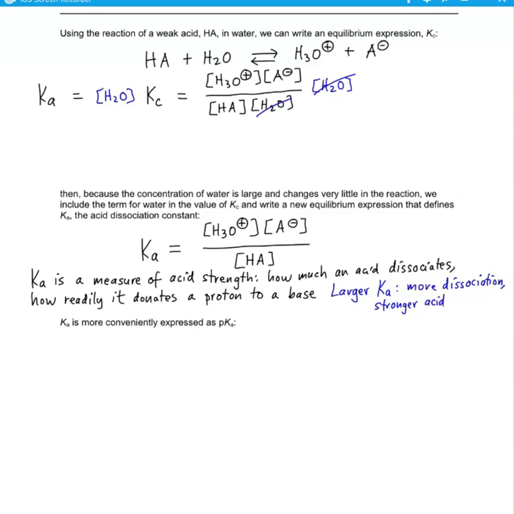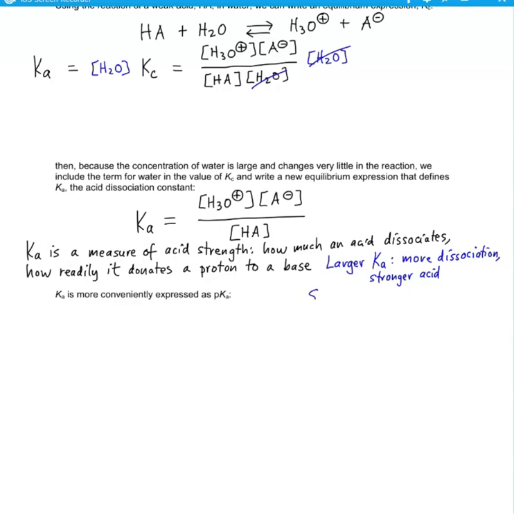So hopefully all of this is ringing some bells from general chemistry. A smaller Ka, relatively speaking, on the other hand, means that the term in the denominator is larger, meaning you have more reactants than you do products. So the reaction hasn't gone very far to the right side, to the product side. So that refers to less dissociation, or a weaker acid.